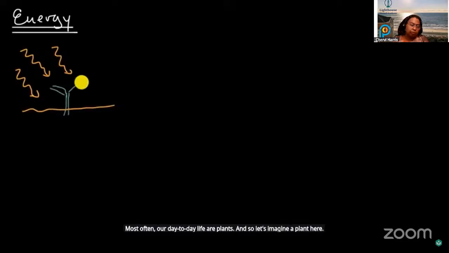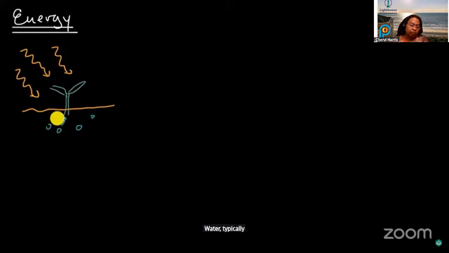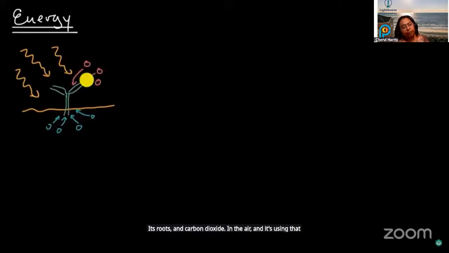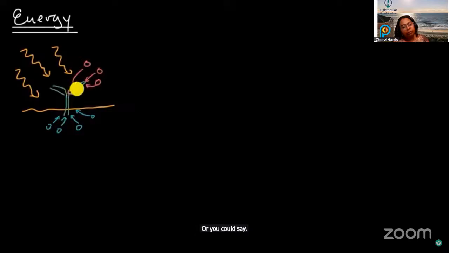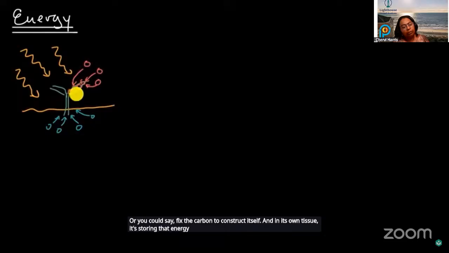And what it's doing is it's using that light energy in conjunction with water, typically from the soil that maybe it's getting through its roots, and carbon dioxide in the air. And it's using that light energy to actually stick, or you could say fix, the carbon to construct itself. And in its own tissue, it's storing that energy. And then if it were to break down that tissue, it can release that energy in various forms.